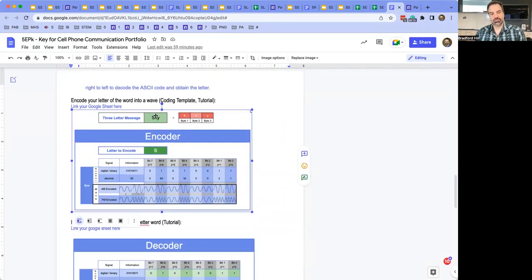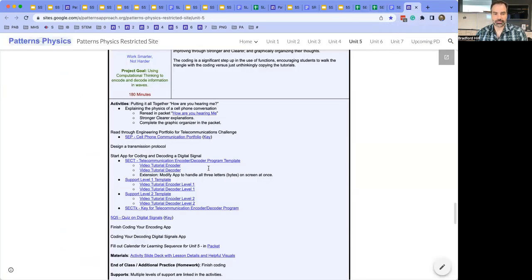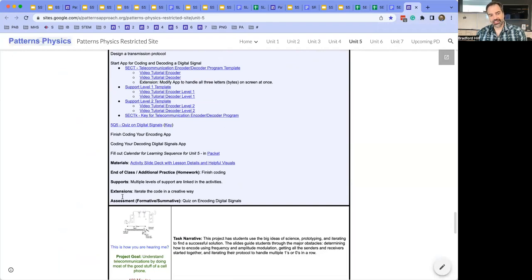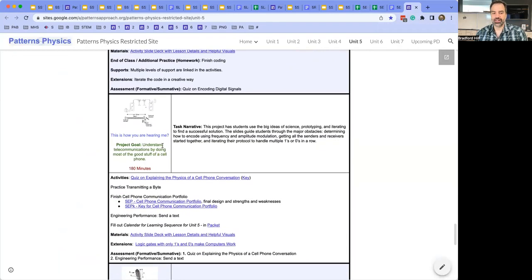You might even do each group just has a letter, and then you make however many groups, you make a word that has that many letters. So the whole class ends up needing to transmit it to make it all work. So that's that final, how are you hearing me, putting it all together.